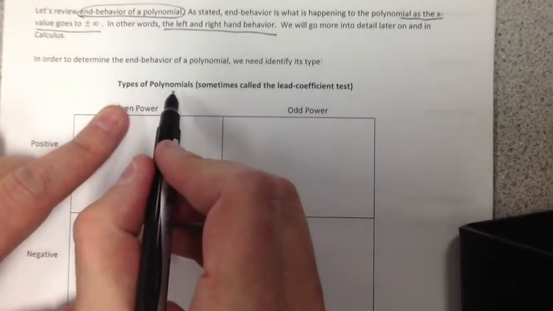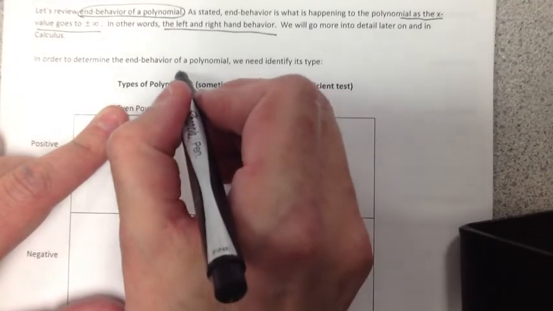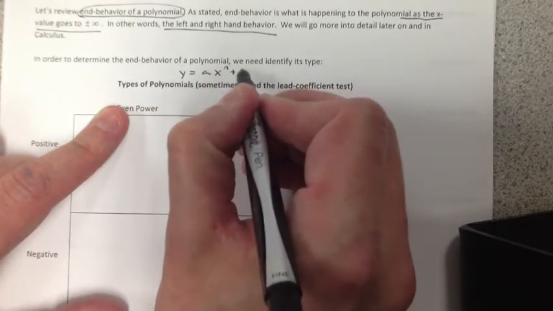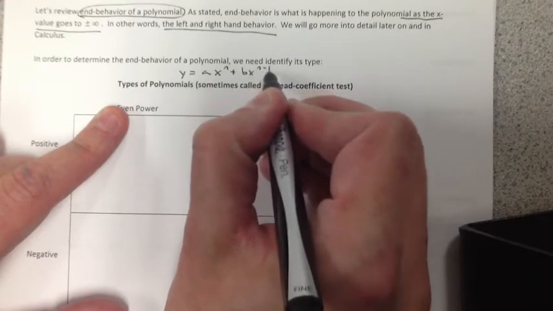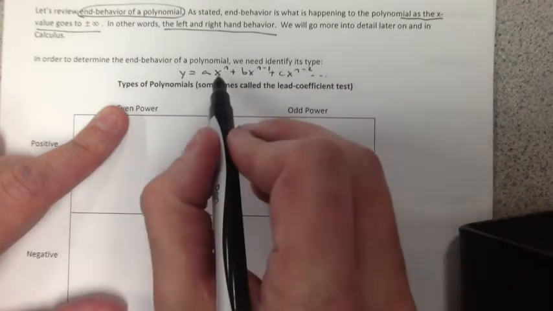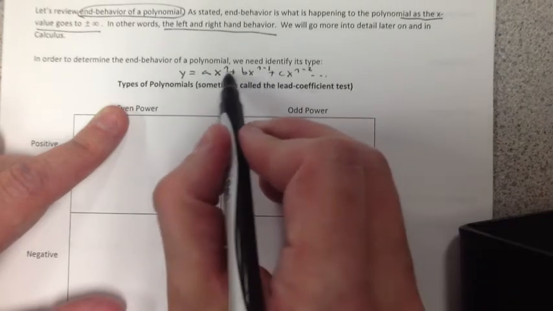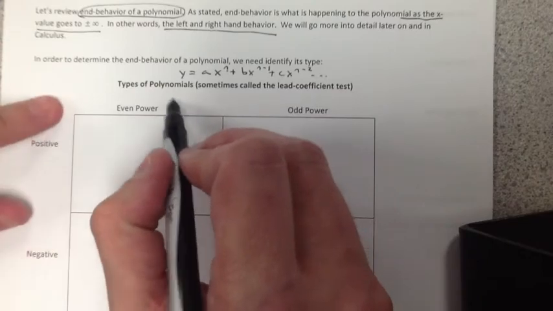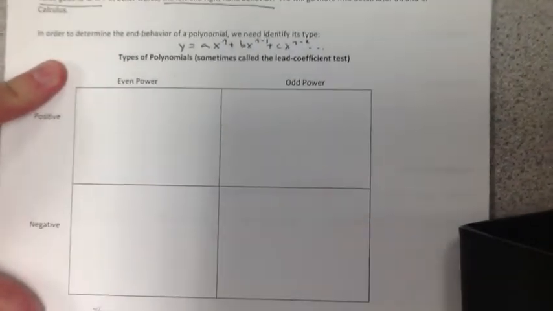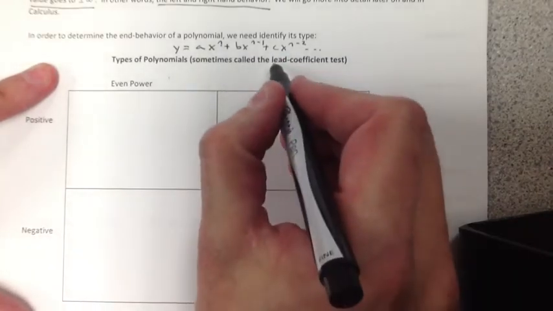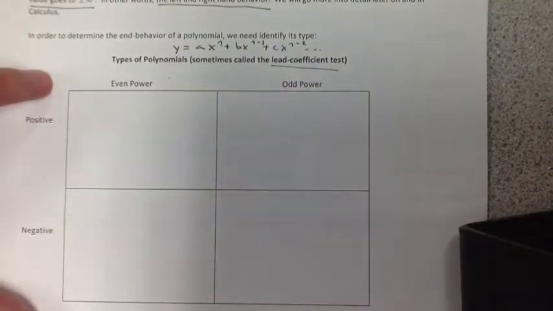Now, a standard polynomial is always written in the form y equals ax to the n plus bx to the n minus 1 plus cx to the n minus 2, so on and so forth, where n is the power and it just gets smaller as we go on. A is the coefficient. Now, we classify polynomials in 4 different categories. We call them their types. This is also sometimes called the lead coefficient test.